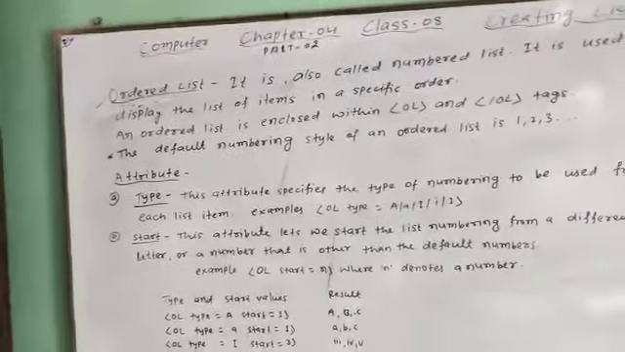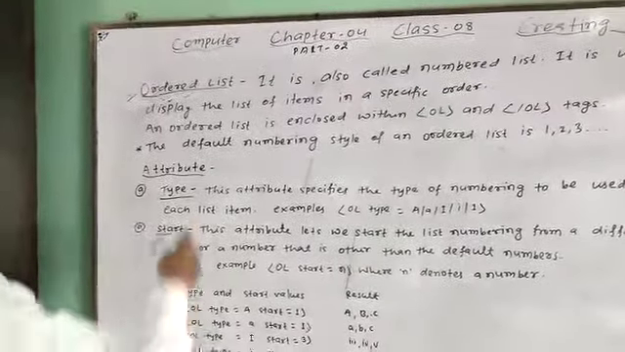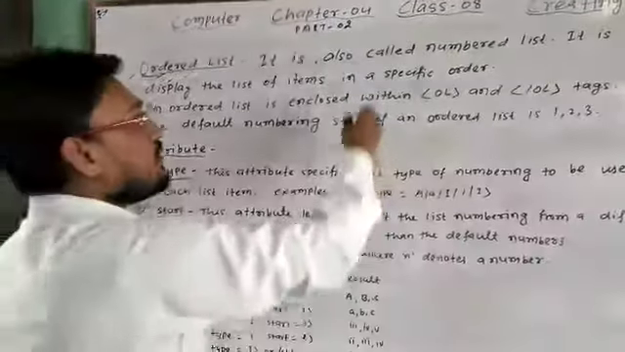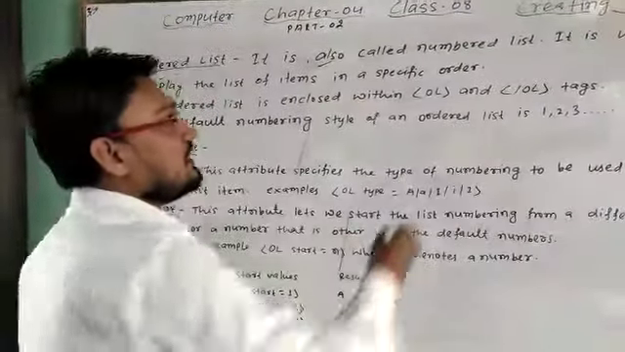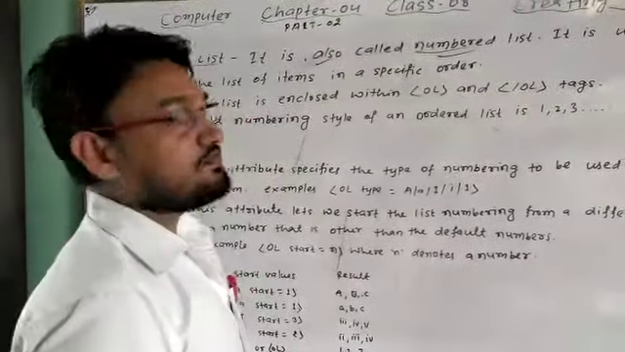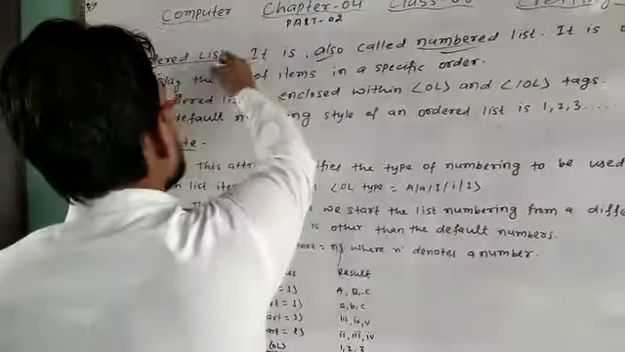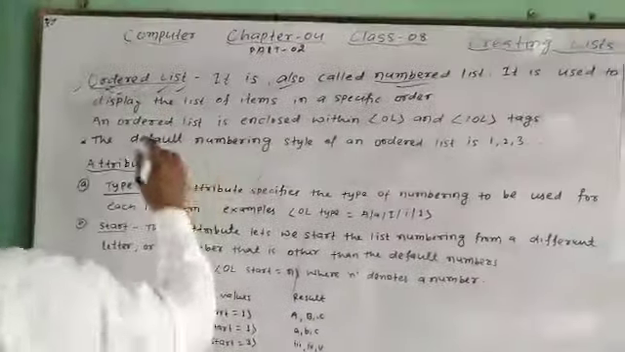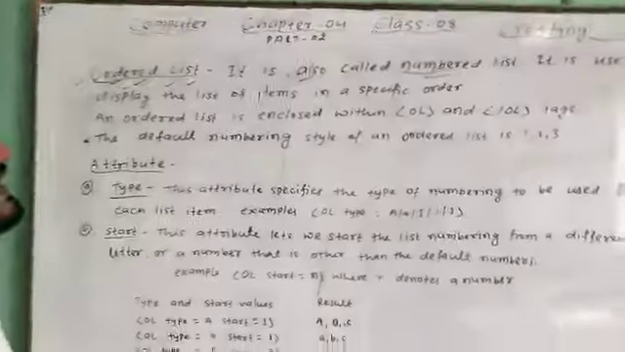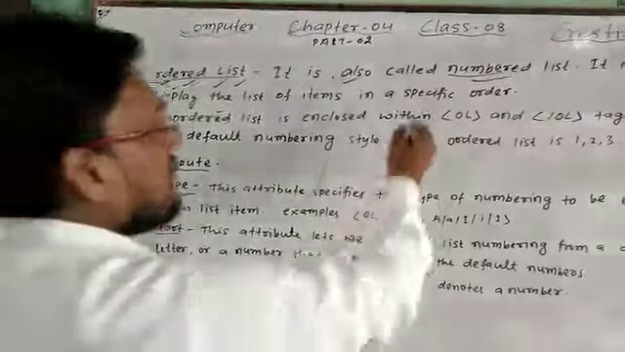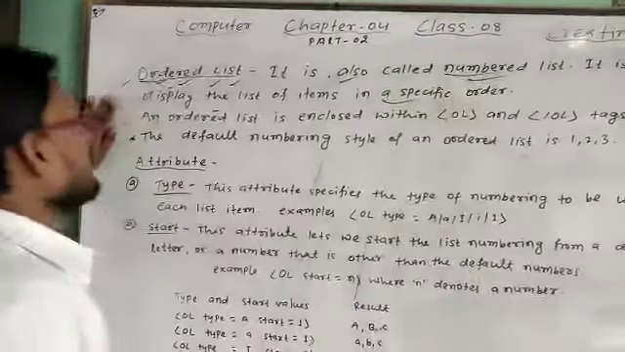Our next list in HTML is the ordered list. An ordered list is also called a number list. We can use it to organize any data. It is used to display a list of items in a specific order.